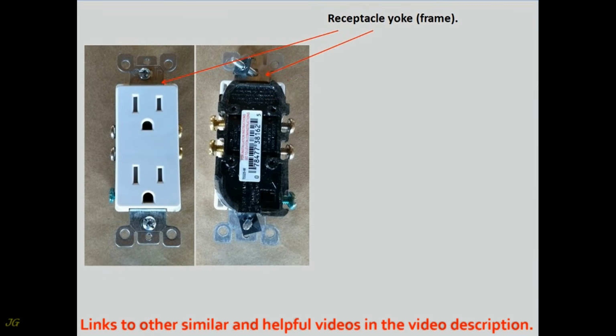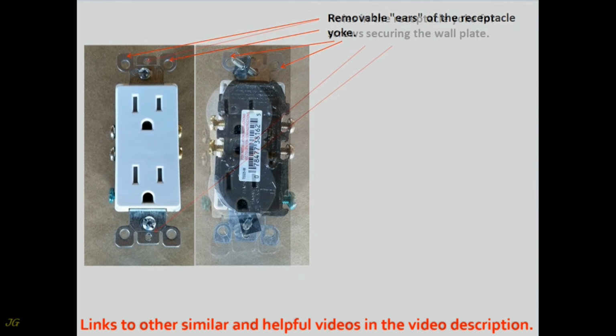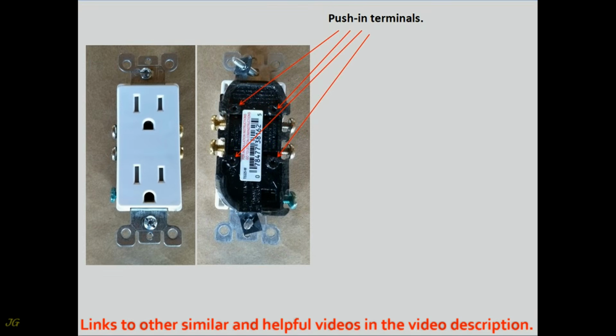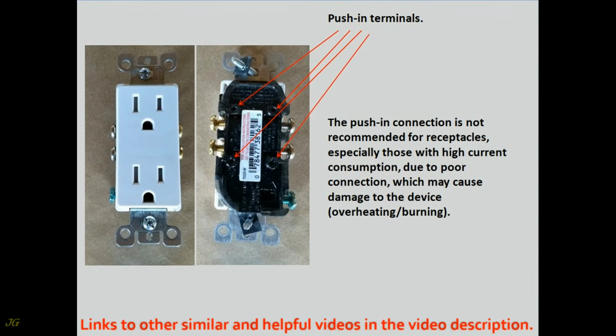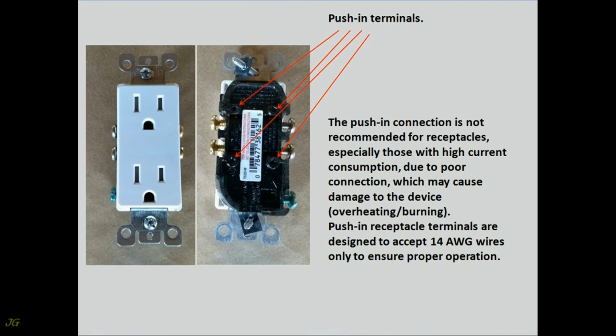Receptacle yoke, frame. Removable ears of the receptacle yoke. Holes in the receptacle yoke for screws securing the wall plate. Push-in terminals. The push-in connection is not recommended for receptacles, especially those with high current consumption, due to poor connection, which may cause damage to the device, overheating, burning. Push-in receptacle terminals are designed to accept 14 AWG wires only to ensure proper operation.